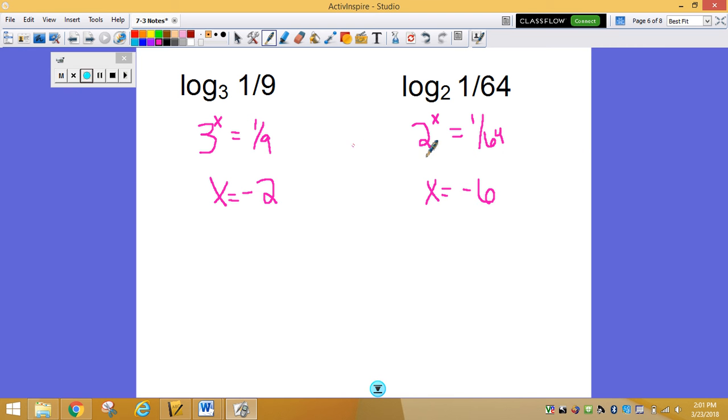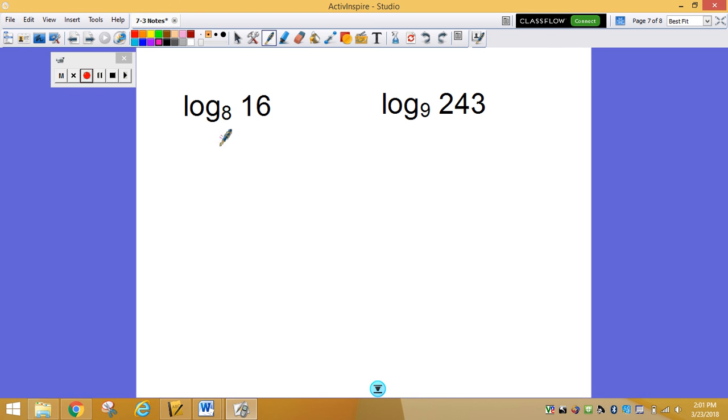So if it's a fraction, you know it has to be a negative, and just grab a calculator and start trying to figure out which negative number it is. Okay. All right, let's do some more.